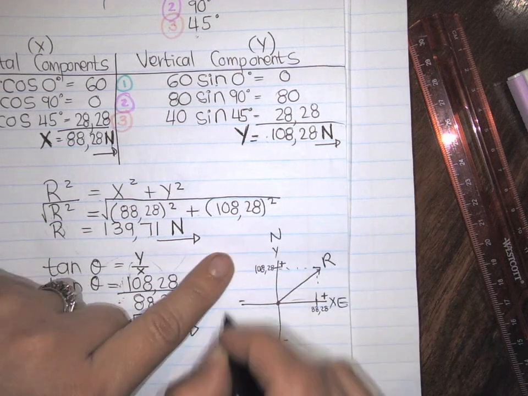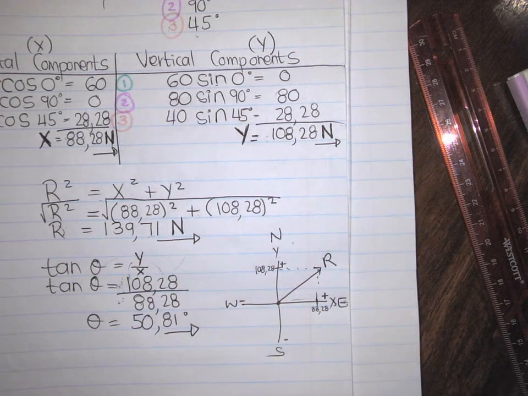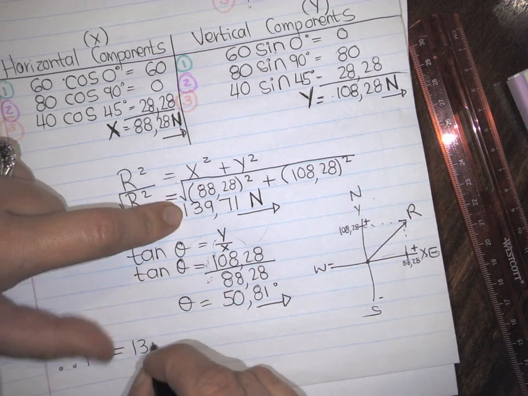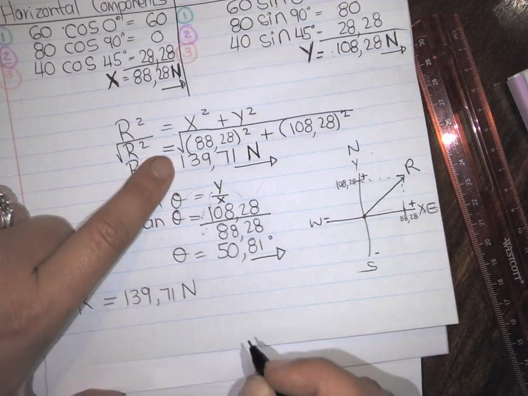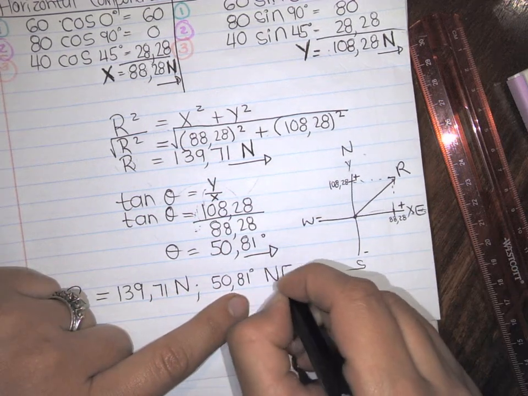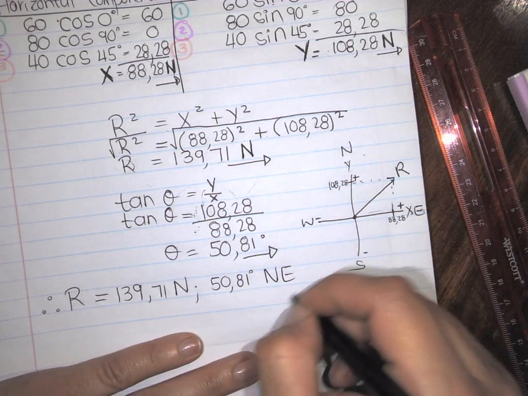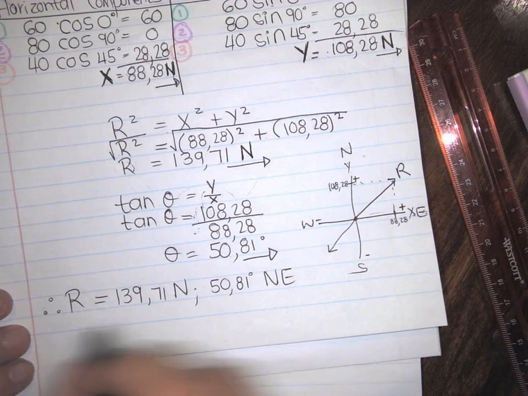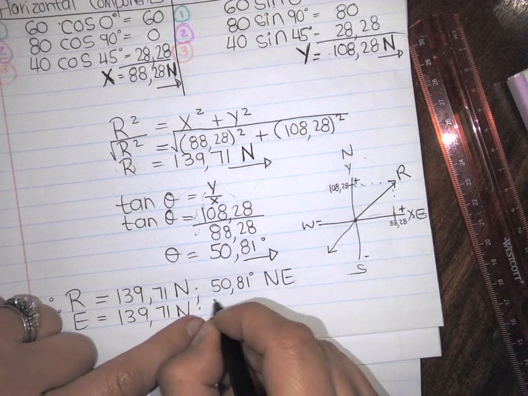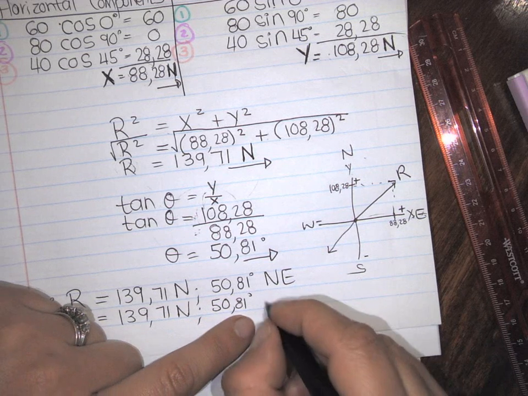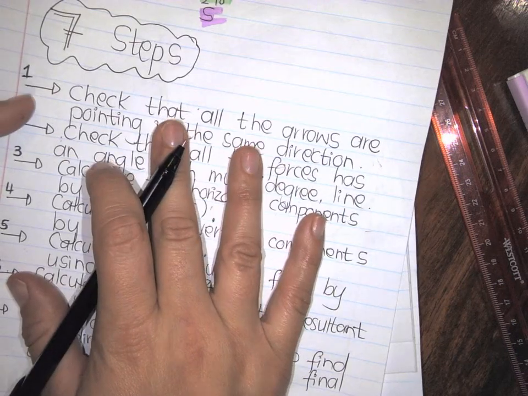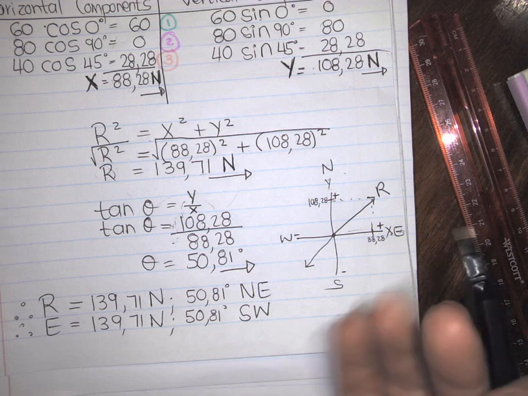North, east, south, west. It's lying in the northeast direction. So in other words, you're going to end off by saying the resultant force equals 139,71 newtons, 50,81 degrees, and it's northeast. Okay, so if they asked you for the equilibrant force, it will be in the opposite direction, still the same size, so you say equilibrant equals 139,71 newtons, also 50,81 degrees, but it's southwest. Okay, so go write down the steps for yourself so you can always follow them, and then I'm going to give you some calculations that you have to do on your own.